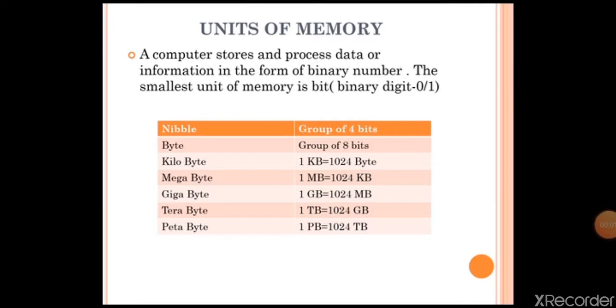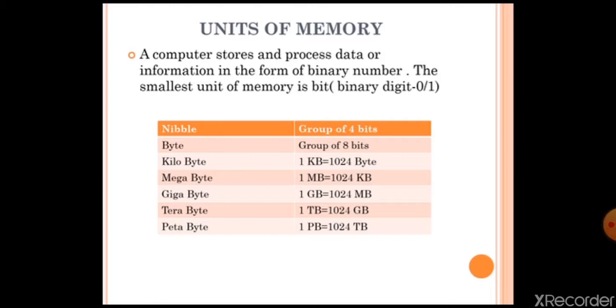Here are some units of memory. A computer stores and processes data or information in the form of binary numbers. The smallest unit of memory is the bit, and binary digits are 0 and 1. Here are some units given below.